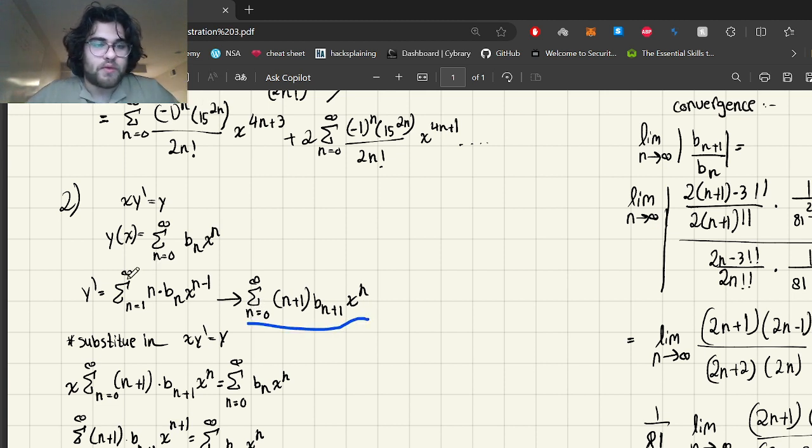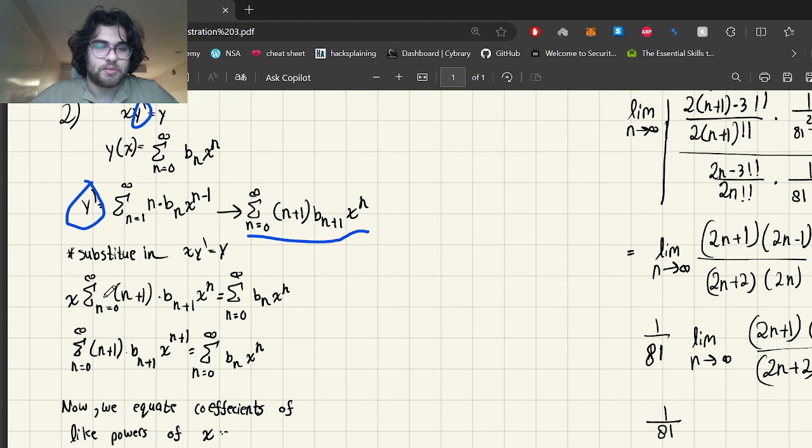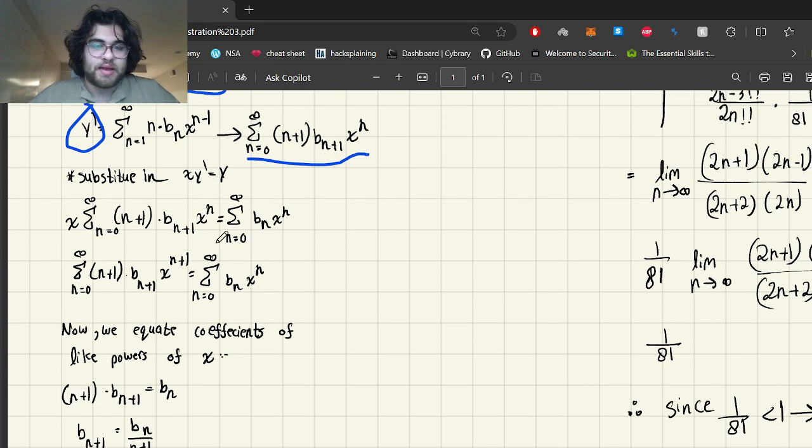Right now, after we found y prime, we're going to substitute y prime into our ordinary differential equation right here. So it's x times this y prime we found, so x times this series is equal to y, which we found right here. After that, we need to divide by x, we need to combine all x's. So we have the series here times x to the n plus 1, because we have an x and an x, which is equal to this series times x to the power of n.